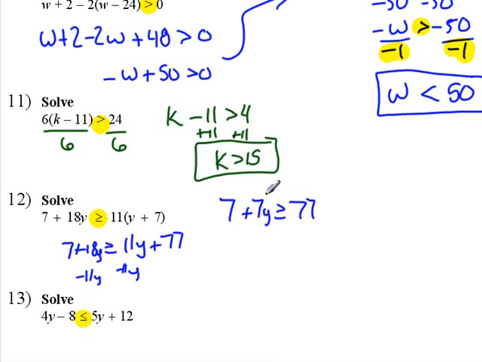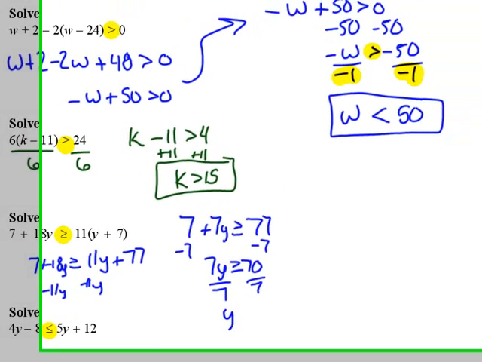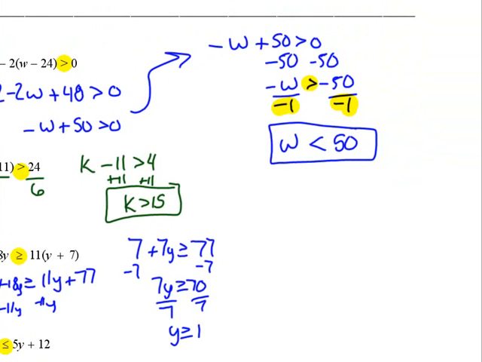That's a lot of 7's right now. Let's subtract 7 from both sides. 7y is greater than or equal to 70. I think you can see where we're going here. Divide by 7, and y is greater than or equal to 10. And that's number 12. And then finally number 13.